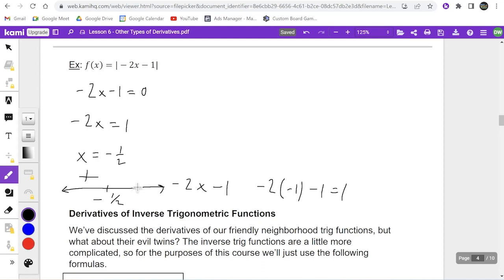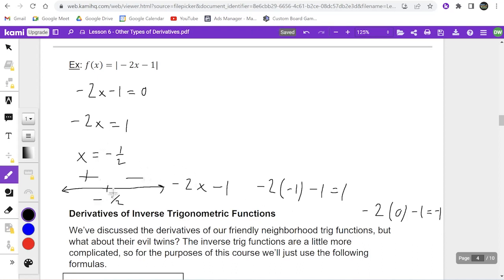And then if I plug in a number greater than negative 1/2, again, a lot of good choices here. You got 0, 1, 2. Even negative 0.25 would work if you're feeling adventurous. But I'm just going to plug in 0. So negative 2 times 0 minus 1, that's negative 1. All I care about is the negative. And there's my number line.